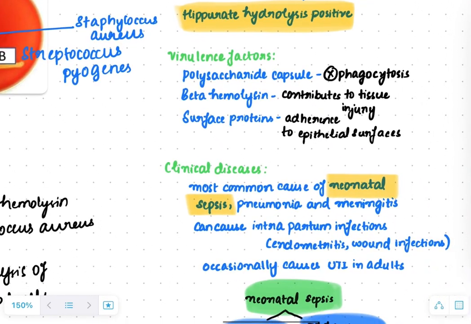Coming to the virulence factors of this organism, it has a polysaccharide capsule which inhibits phagocytosis. It has beta hemolysin, as we already saw in the CAMP test, so it contributes to lysis of the cells, and also to inflammation and tissue injury. Whereas surface proteins help in adherence to the epithelial surfaces.